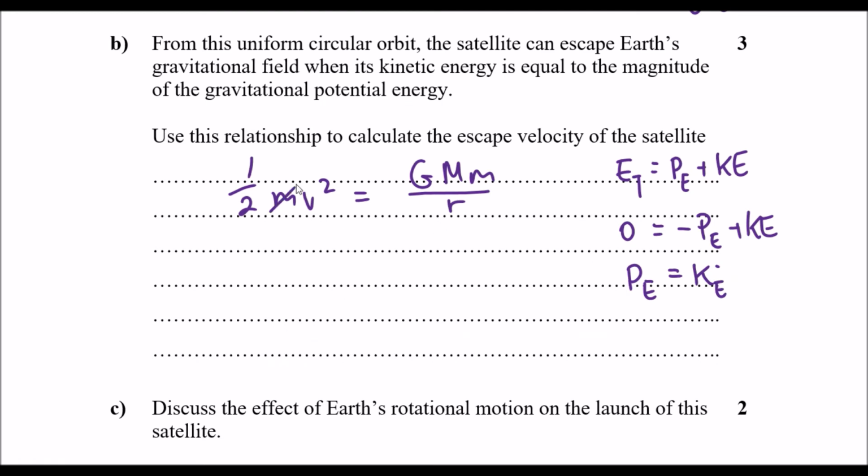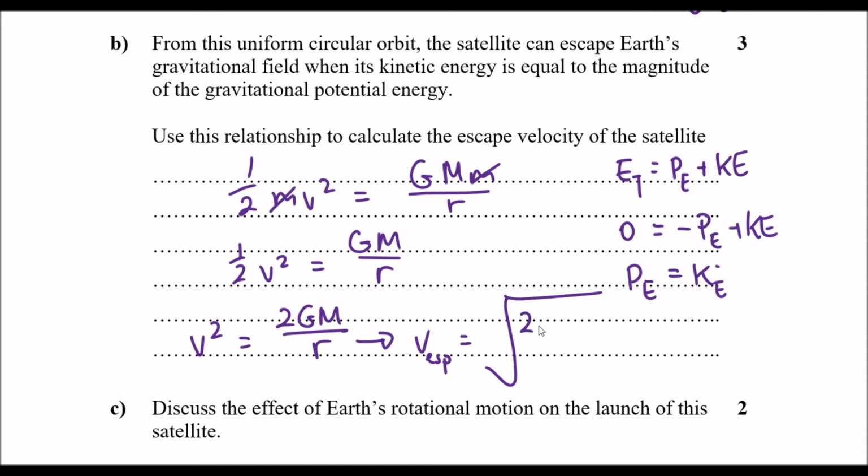Okay, firstly we can cancel out the m's, so our equation looks something like so. Okay, times both sides by 2. And then we root both sides, and that is the formula for the escape velocity of an object if its kinetic energy is equal to the magnitude of the gravitational potential.